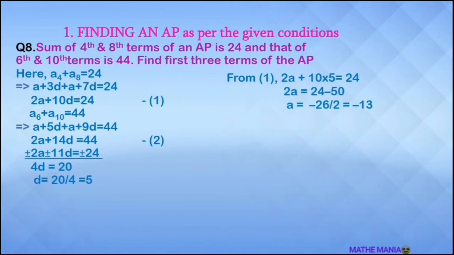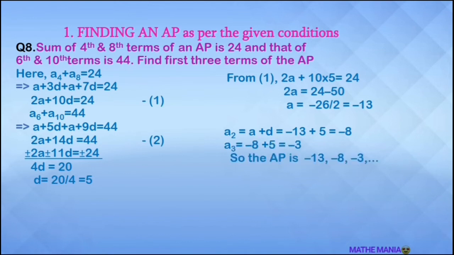A2 is equal to A plus D, that is minus 13 plus 5 equal to minus 8. A3 is equal to minus 8 plus 5, that is minus 3. So the first three terms of the AP are minus 13, minus 8 and minus 3.